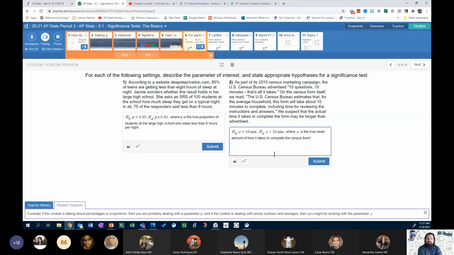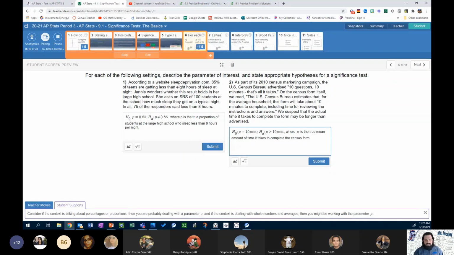It's important to say that mu is a mean, and that it does not represent the amount of time it takes. It represents the average or mean amount of time that it takes. That's an important distinction. If we were dealing with random variables and we said, hey, the random variable x represents the amount of time it takes people to complete the form, and it can take on multiple values, that's one thing, but this mu represents the mean. So it's important to have in your definition, just like when we define P, we're saying that it is a proportion.